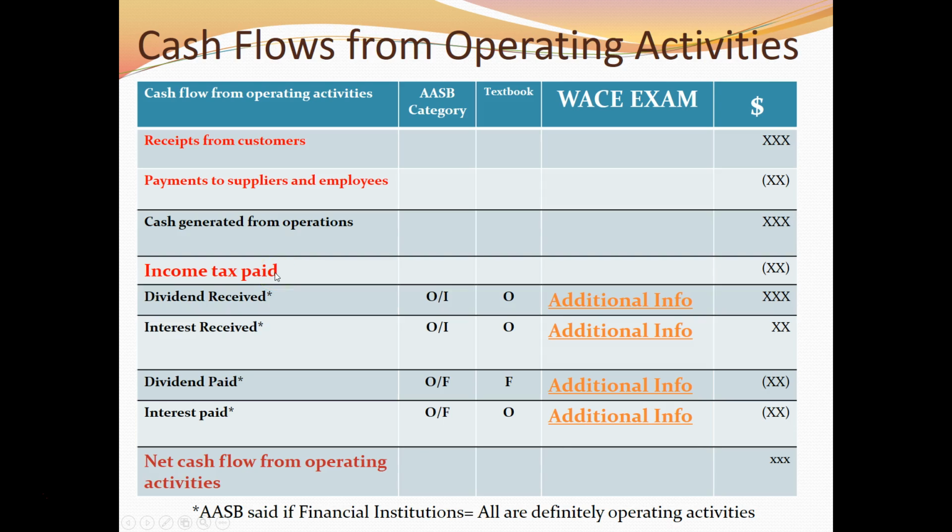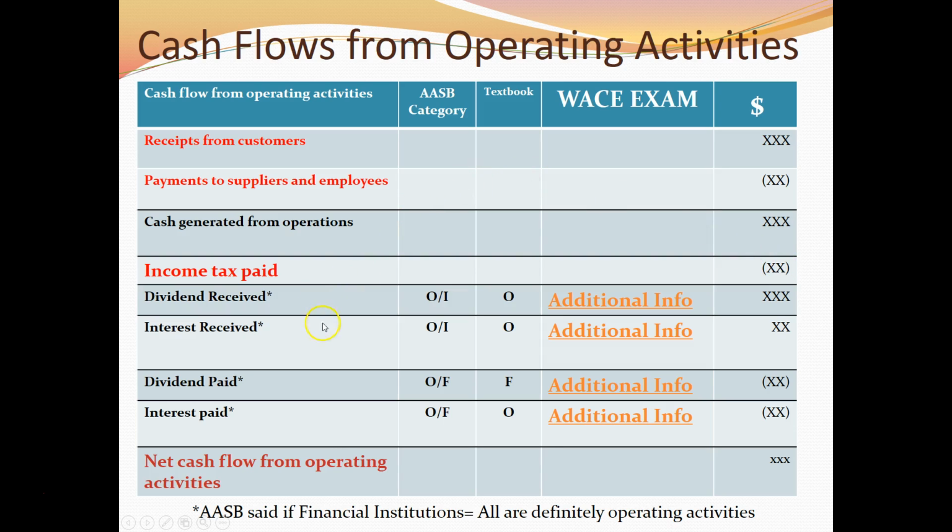Always remember, income tax paid this year will be related to income that we counted for last year in the SOCI, or sometimes you find it in the income tax payable account. Whatever we count for this year has not been paid; it will be income tax payable, not yet paid. So in the statement of cash flow, the income tax paid is always paying for last year's income tax. Make it a negative sign.